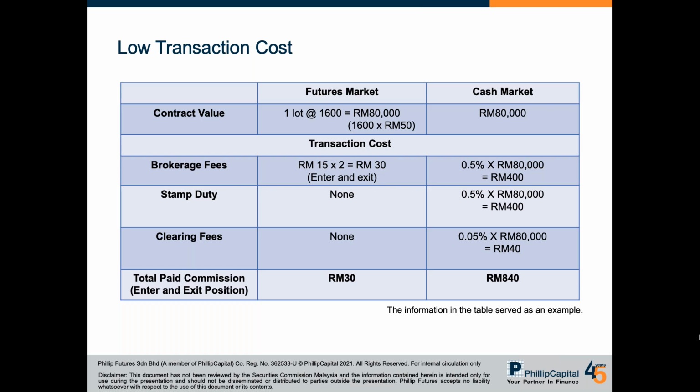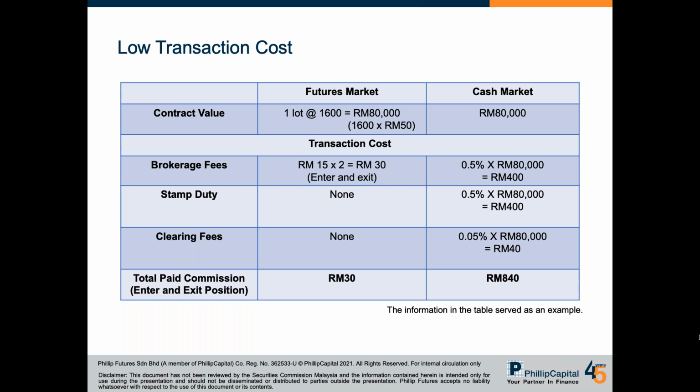And then on the right side, in the cash market, you will also have a contract value of 80,000, and the transaction cost includes brokerage fees, stamp duty, and clearing fees. But this also depends on the broker house that you are referring to. This is just an example. For the cash market, it will usually be about 840 plus or minus. So you can see the differences between the futures market and the cash market in total paid commission will be around 800 plus or minus. From here, the futures market, of course, will have lower brokerage fees and lower transaction costs.